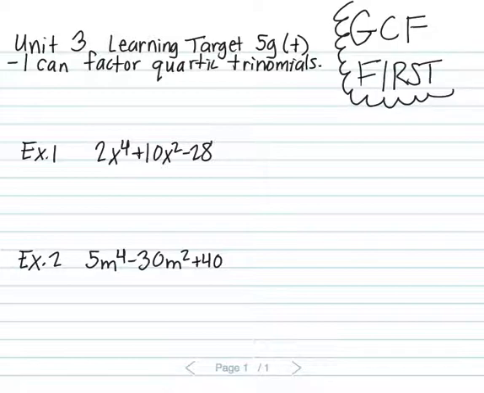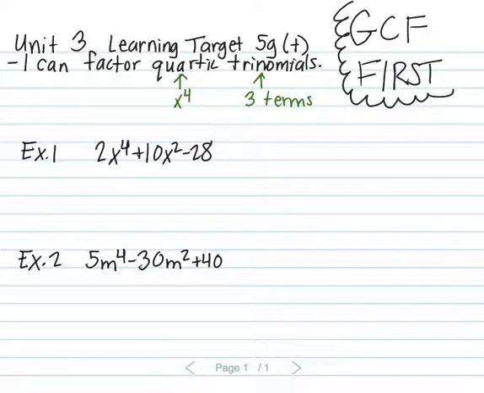So let's break that down and just kind of see what that is. Quartic, we learned in our parent functions, means that it's x to the fourth. Trinomials, we know that tri is 3, so 3 terms. So we're going to be factoring things with 3 terms, like we've been doing before, but they're going to be quartics instead of quadratics. So to the fourth instead of to the third or to the second.